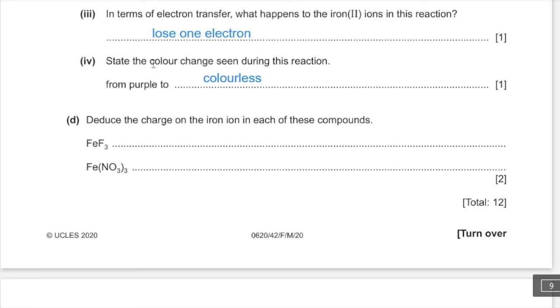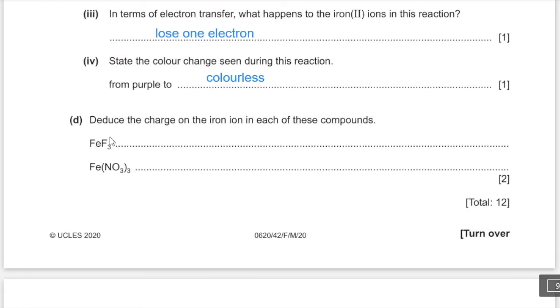D. Deduce the charge on the iron ion in each of these compounds. Fluoride is a group 7 element, which means it has a charge of -1. And given over here, there are 3 fluoride ions, which means the total charge of the fluoride ions is going to be 3 negative. So how many positive charges do you need to cancel out 3 negative? Well, you just need 3 positive charges to cancel out 3 negative charges.